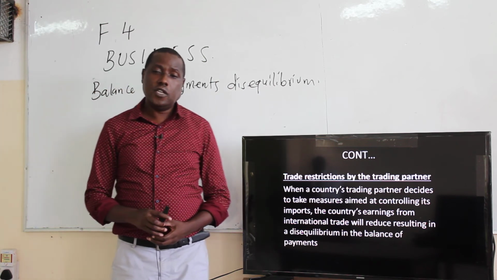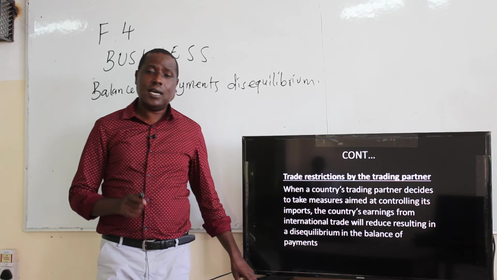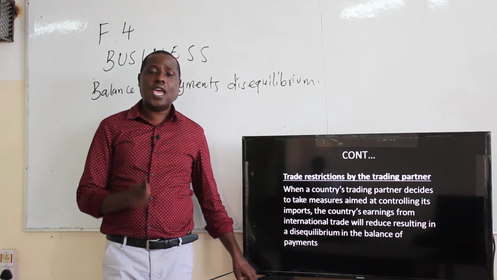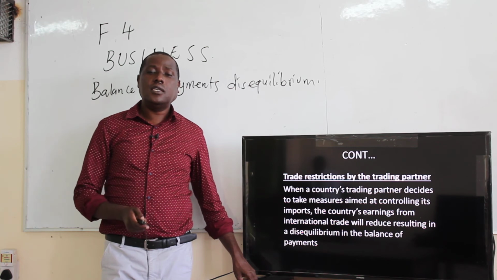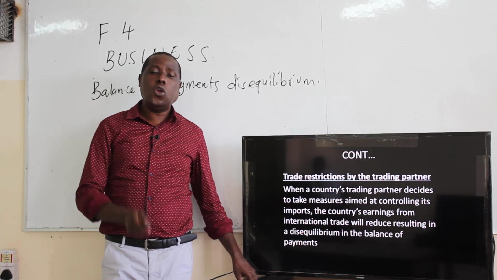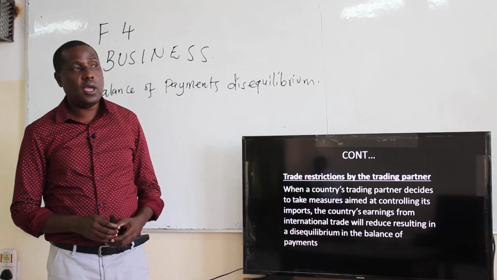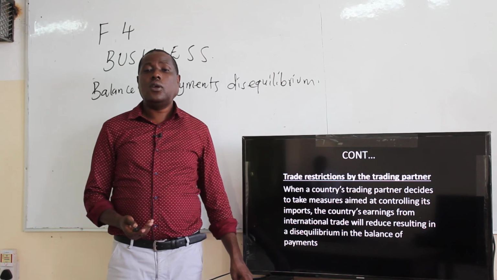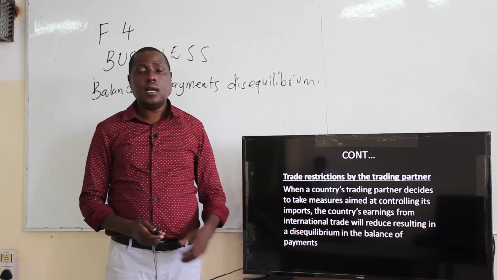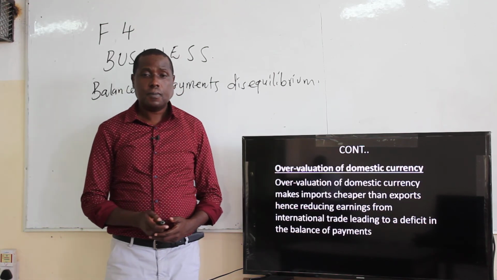We also have trade restrictions by the trading partner. When a country's trading partner decides to take measures aimed at controlling its imports, the country's earnings from international trade will reduce, resulting in a disequilibrium in the balance of payment. They might put barriers to imports from your country. So you have a deficit in the balance of payment.